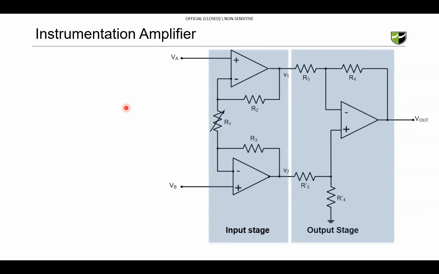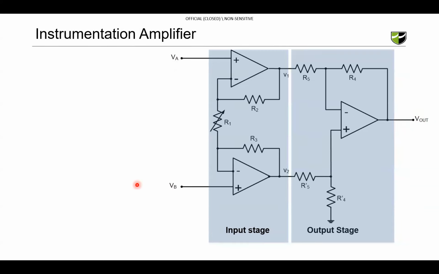In this section, we will learn about the instrumentation amplifier. The circuit here is a simple instrumentation amplifier. It is made of two main stages. First is the input stage and second is the output stage. The instrumentation amplifier has two inputs, as we can see here, VA and VB, and it has one output.